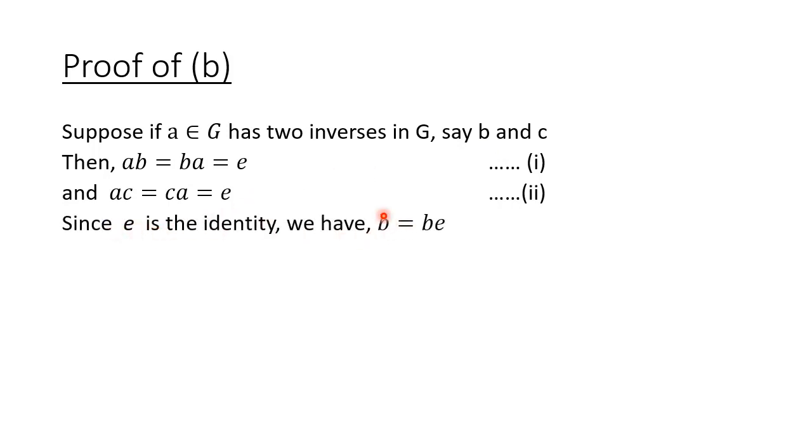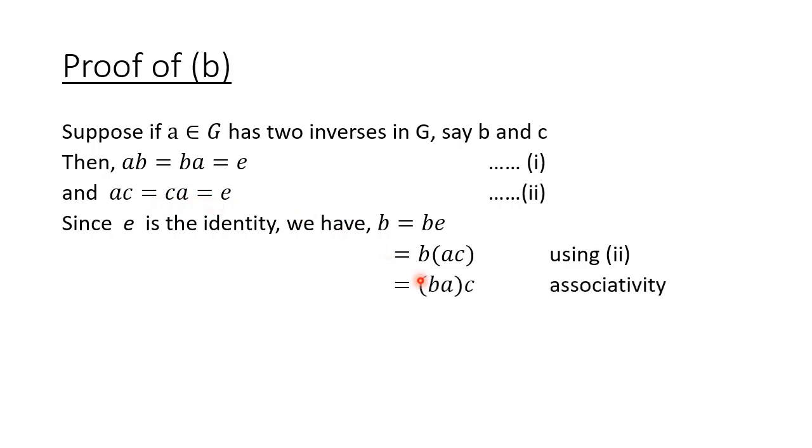So we consider B. B is any element and E is the identity. So we can write B is equal to B into E. Any element can be written as itself multiplied by E. Now this E can be replaced by AC using the second equation. E can be written as AC. In order to bring a C here, we are using the second equation.